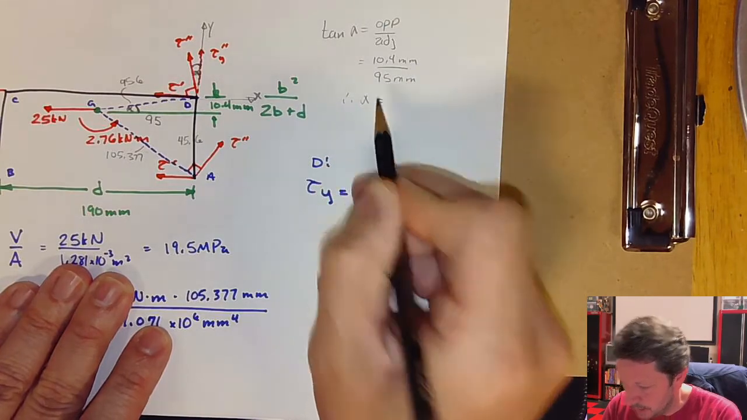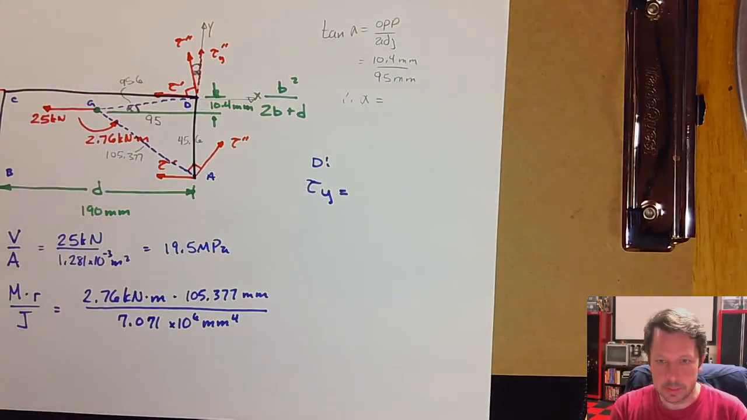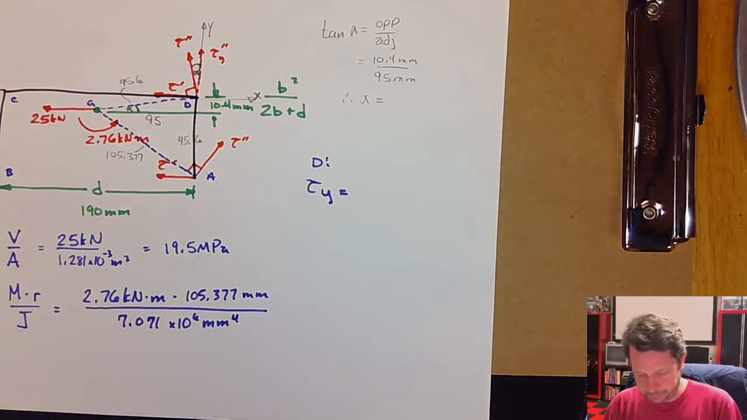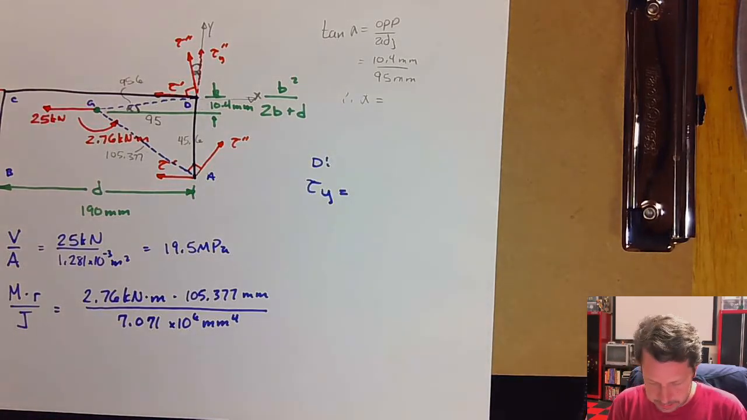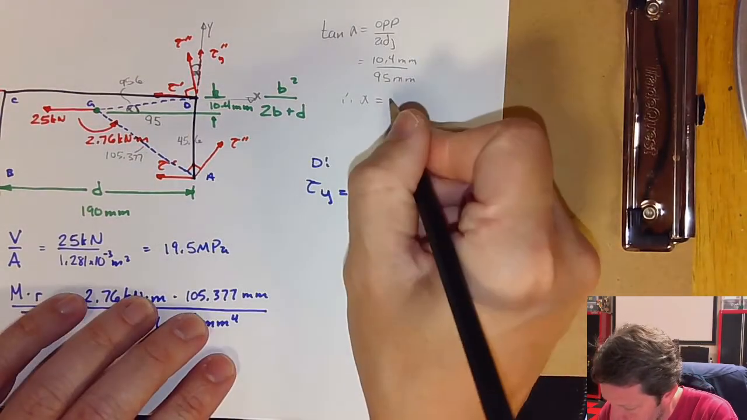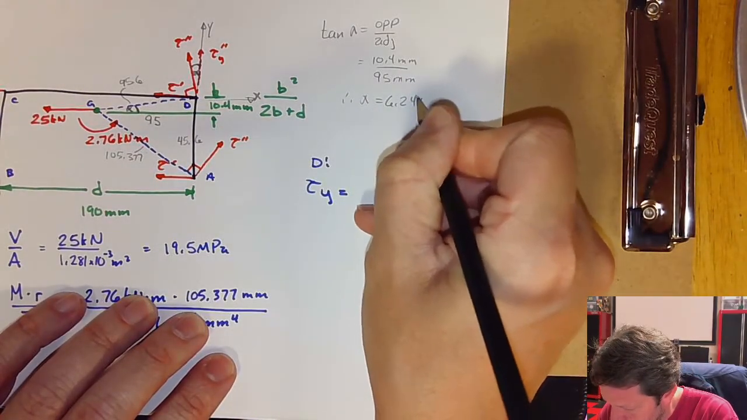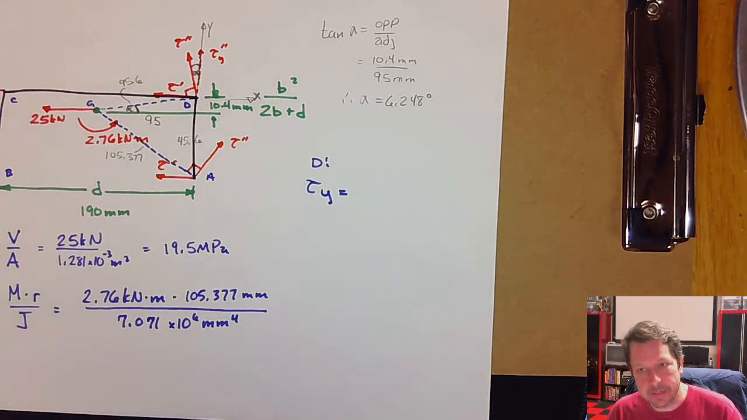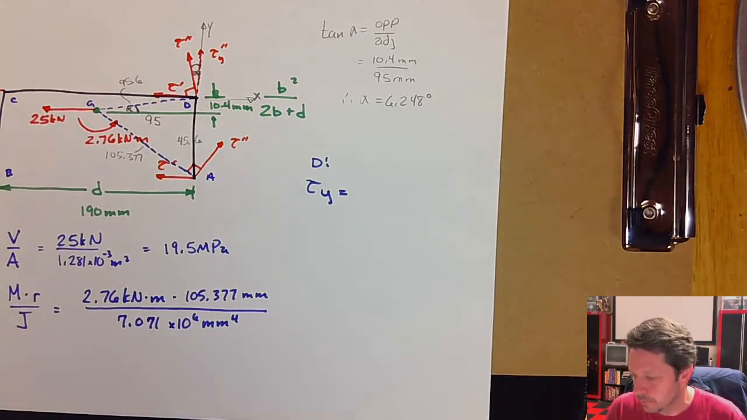Therefore, alpha is equal to, I guess we could do that in Mathcad or a calculator. I'm just going to do a calculator real quick. So I've got 10.4 divided by 95. Take the inverse tangent, 6.248 degrees. Let's see, in your book, they use 6.25, so that makes sense, 6.25.